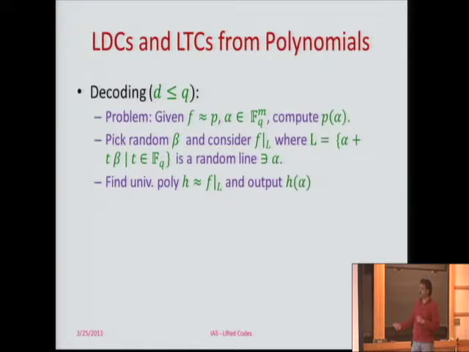So the decoding problem is stated on this line. You're given a function f, this is the oracle, there is some nearby polynomial p of degree d, and you're also given a point alpha. You want to find out p of alpha. You don't have oracle access to p, otherwise this would have been trivial, but with oracle access to f, this is almost trivial.